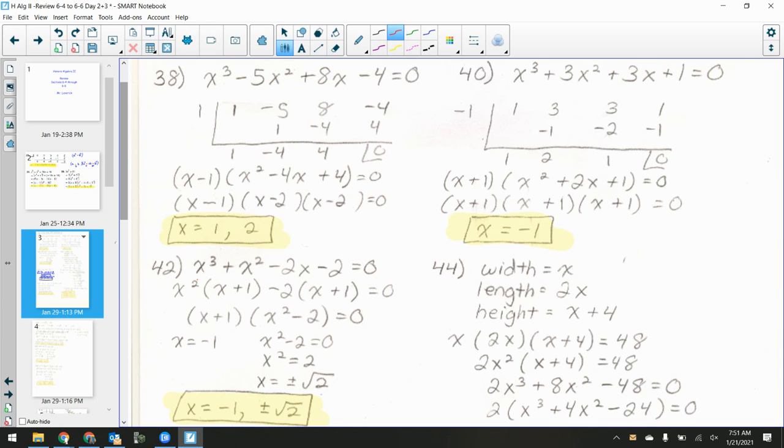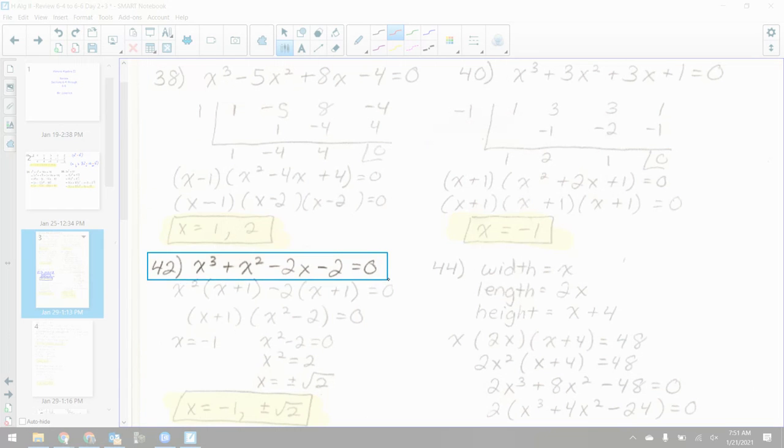Did the directions say factor? Or did they just say factor to solve, or did it just say solve? 42. Just said find the roots? Find all real roots or something like that? Okay.